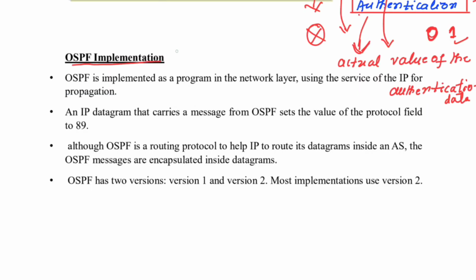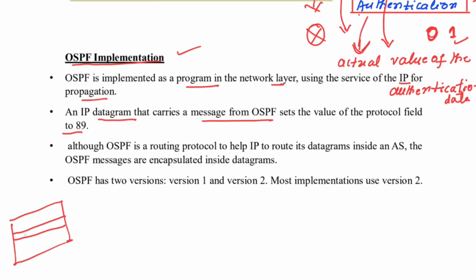Let us see a few points about the OSPF implementation. It is implemented as a program in the network layer using the services of IP for propagation. The IP datagram that carries the message from OSPF sets the value of the protocol field to 89. You might have seen the IP header. In the IP header there is one field called the protocol field. This protocol field will always have a value, and that value indicates which protocol message this particular IP datagram is carrying. So here if the value of the protocol field is 89, that means it is carrying the message from the OSPF protocol.